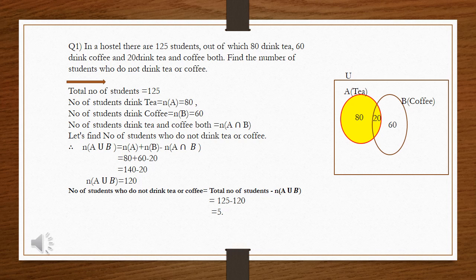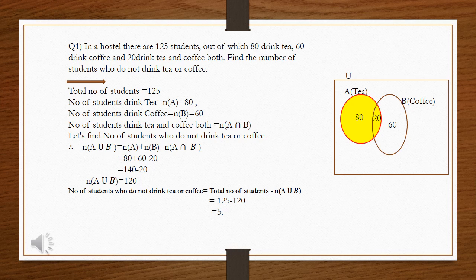Now denote the set of tea drinkers by set A and the set of coffee drinkers by B. So the number of students who drink tea is n of A equal to 80, and the number of students who drink coffee is n of B equal to 60. First draw a closed circle, name it set A and write 80, that means 80 students drink tea. Draw another circle for set B, with 60 students.